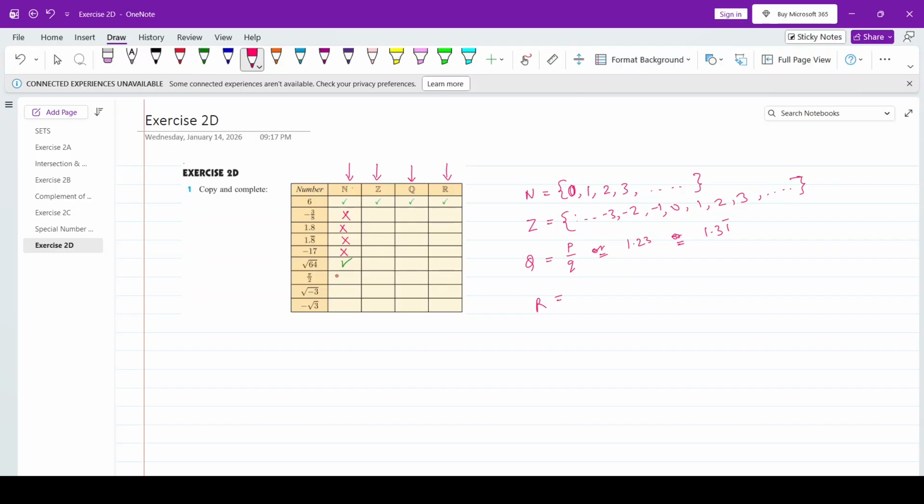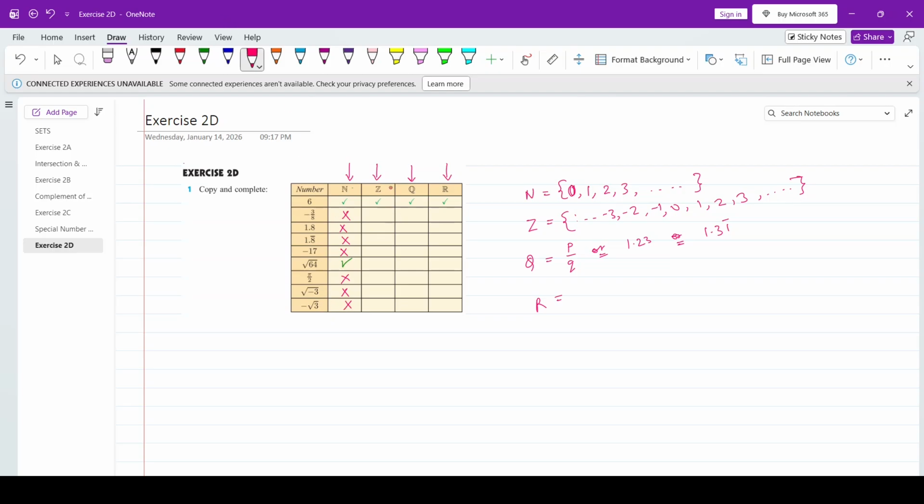Pi by 2, we all know pi is non-terminating, non-recurring. So it is an irrational number. And being irrational, it cannot be an integer and it cannot be a natural number. So pi by 2 is not a natural number. Square root of negative 3. Now we have negative sign in square root. That means it is an imaginary number. So it is not even a real number. Negative square root of 3. Now this is an irrational number. This is not natural.